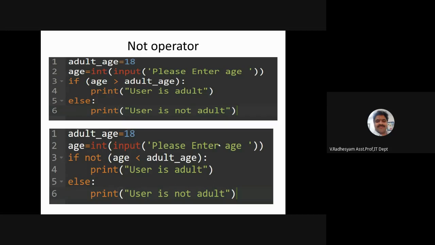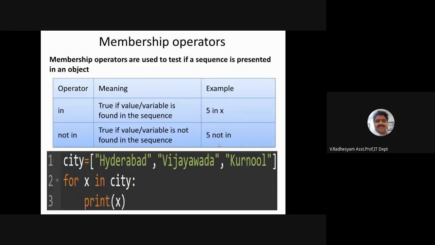AND and OR also behave similarly to discrete mathematics. AND: if both are true, then only the condition is true. OR: if any one is true, the result is true, so true-false is true, and false-true is also true. In NOT, if it is true, you will get false, and if it is false, you will get true. Clear?